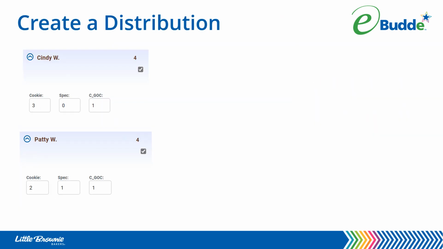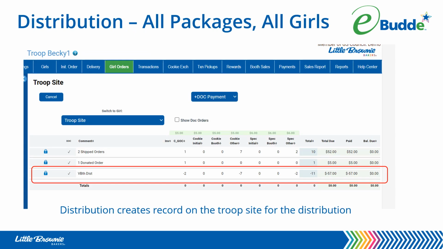If you don't want to give each girl the same amount of cookies, you can just simply enter in the total number of cookies you want each girl to have. They do not have to be the same, and then click Save. Again, here you can see the negative transaction on your troop site. It took away all 11 boxes of cookies for a total of $57, leaving a zero balance on the total line. Even though your distribution wasn't even, the amount coming off of the troop site was complete. You can do the transaction separately if you choose, or you can do all of the cookies on the troop site in one step.